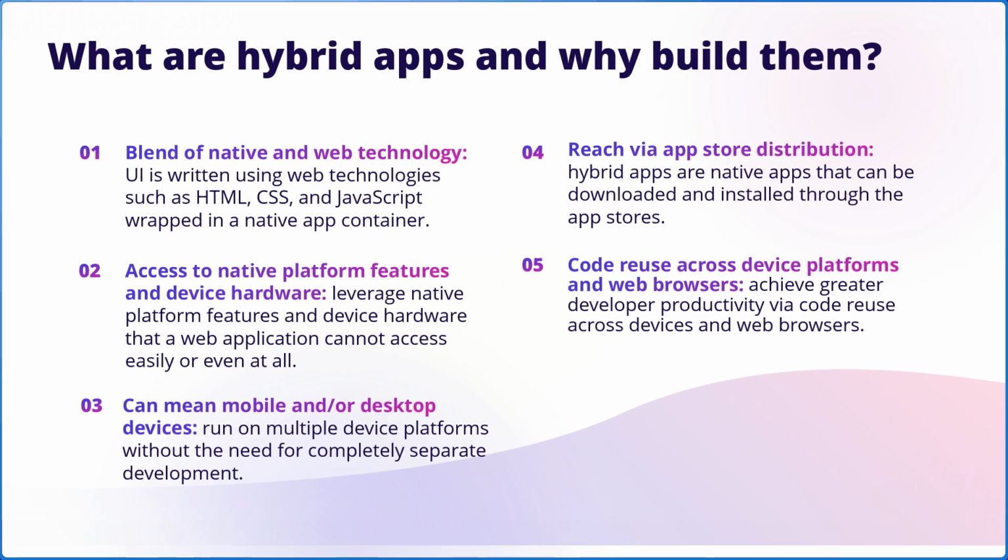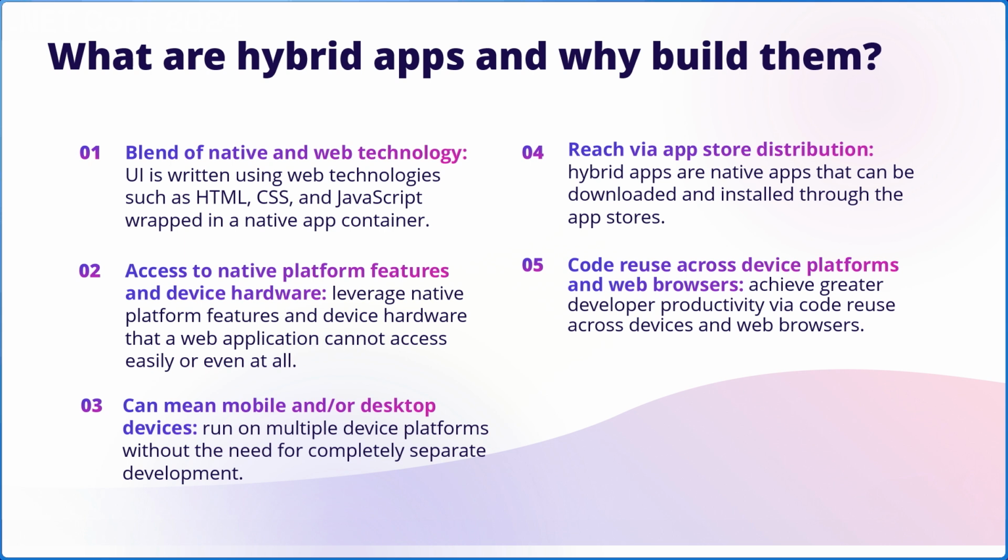There's a lot of different reasons why you want to build a hybrid application. Like we mentioned, it's a blend of native and web technology. So the UI is written using web technologies like HTML, CSS, JavaScript, Blazor, and it's wrapped in that native app container. In that case, you have access to those native platform features and device hardware. So you can leverage the device-specific things you need that are sometimes really hard to do on a web application, or they're not even possible at all.